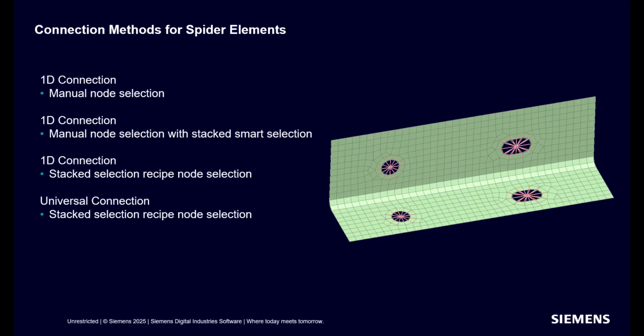3 of the methods rely on the 1D connection command, and the last method uses the universal connection command. You also see listed selection of nodes manually, by stacked smart selection, and by stacked selection recipes. These methods will react differently with respect to changes to the model.